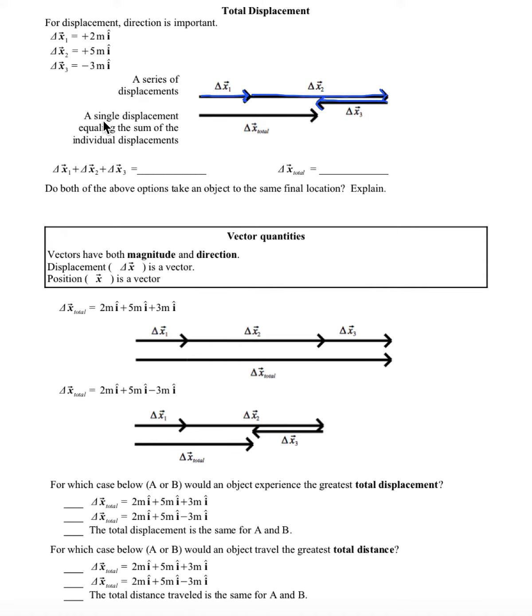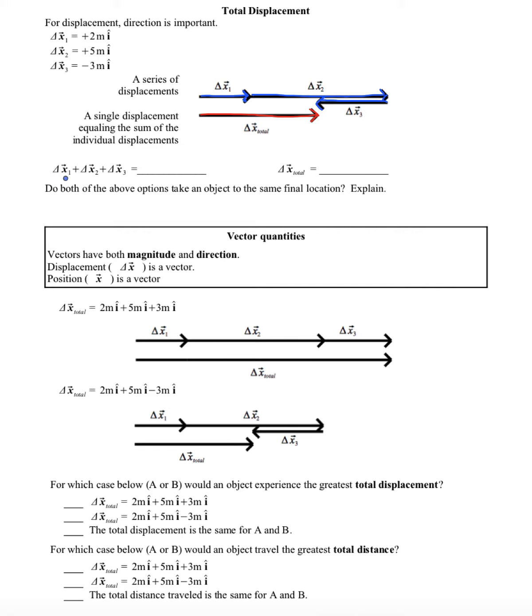Now it's possible to draw a single displacement which would equal the sum of individual displacements. That's represented here by the delta x total, it's called. It's two ways of getting to the same point. So one person could take this path of +2, +5, and then -3 and end up at a particular location. Or somebody could just take the red path and end up at that same location.